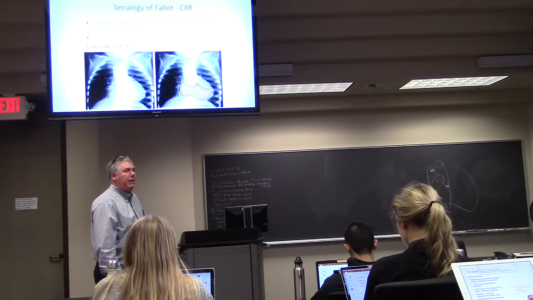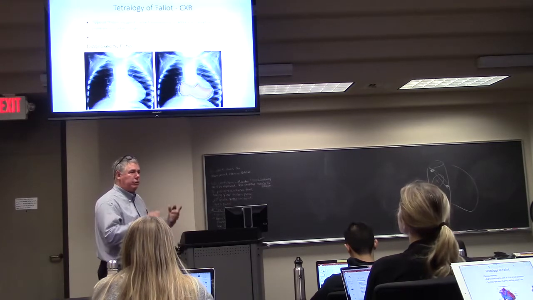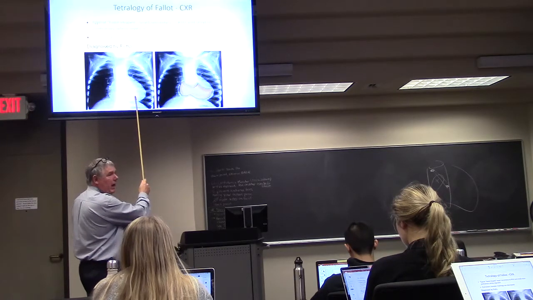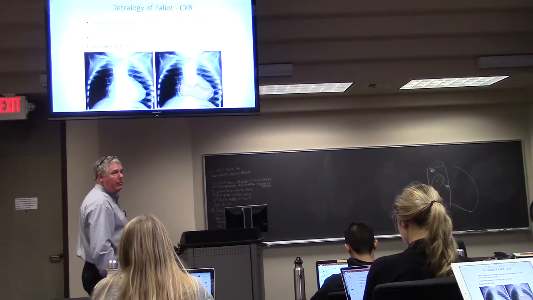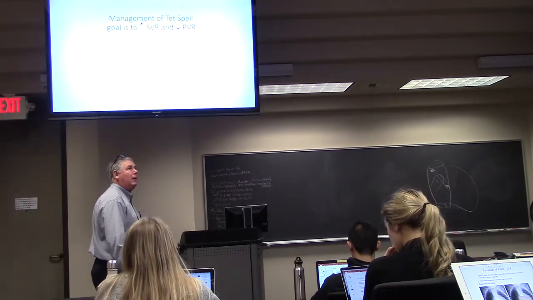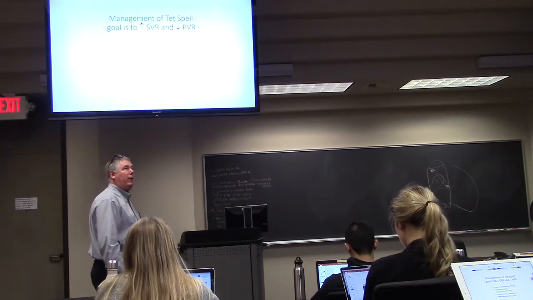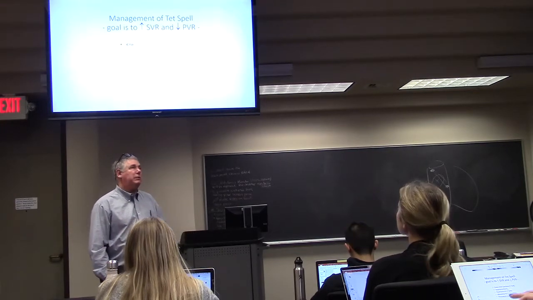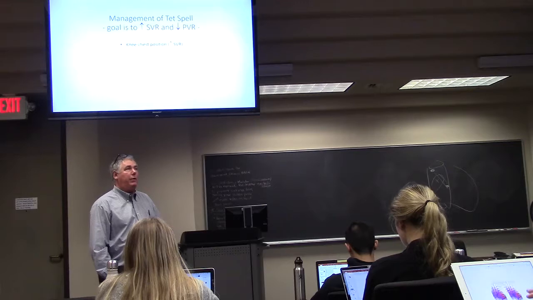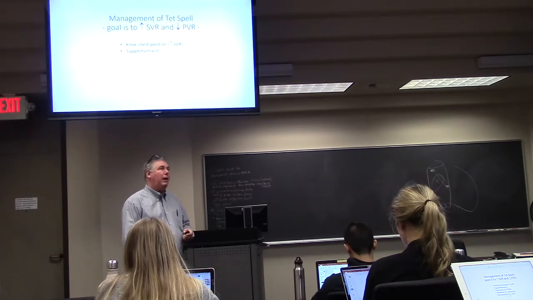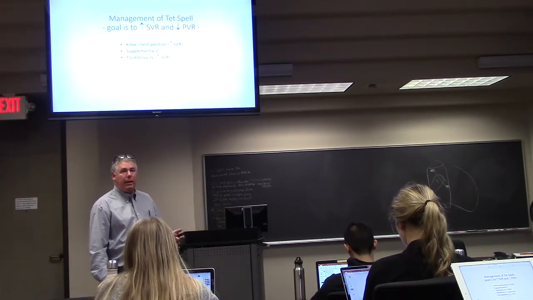The radiographic image here is like the little shoe from Holland. If you squint your eyes, you can almost see it. So the management of a tet spell, as I said, was to increase systemic vascular resistance. You can do that by pulling the knees up into the chest. You can give them oxygen. Fluid bolus will increase systemic, that's obvious, right? We know that.